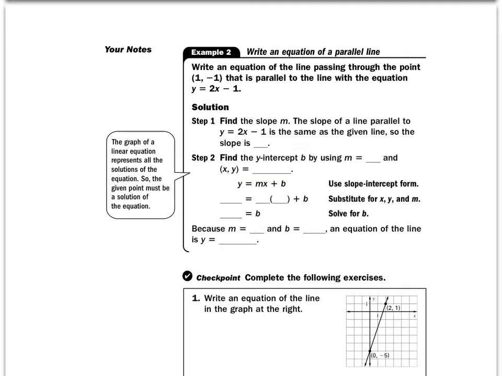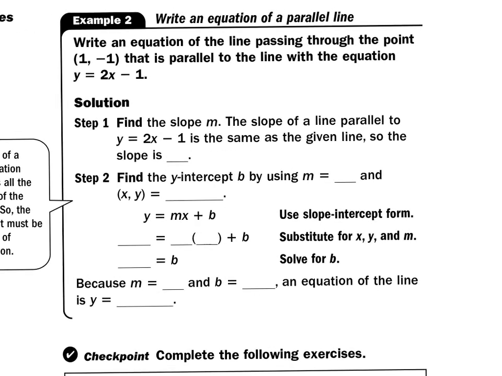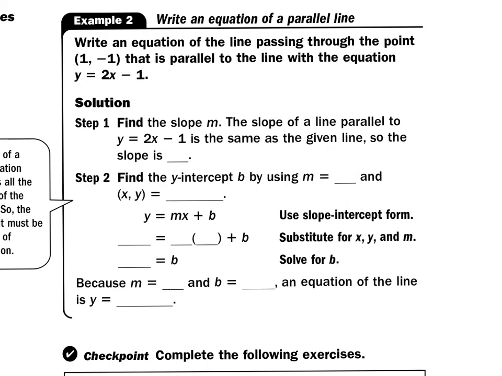Write an equation of a parallel line. Write an equation of the line passing through point (1, negative 1) that's parallel to the line with the equation y equals 2x minus 1. Okay, find the slope m. The slope of a line parallel to y equals 2x minus 1 is the same as the given line. So the slope is 2, because here's the slope.